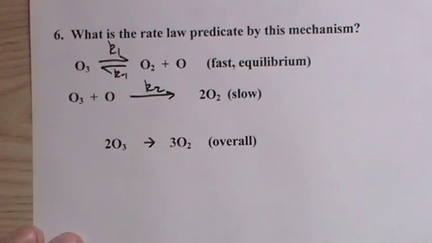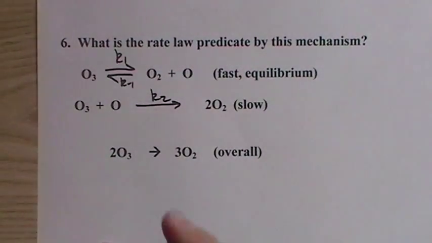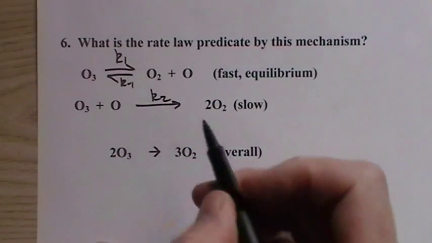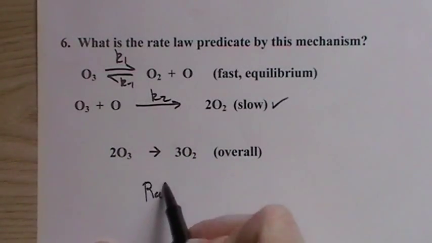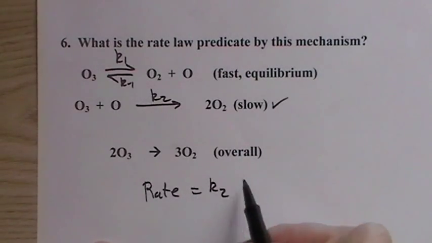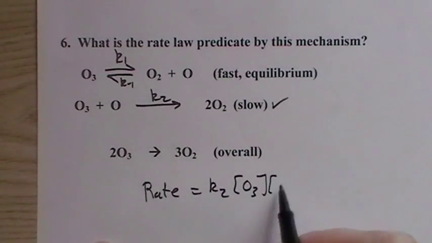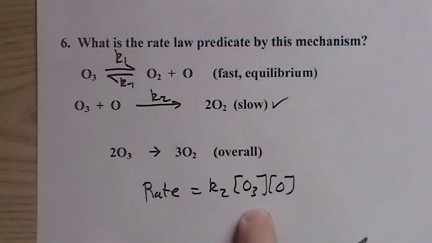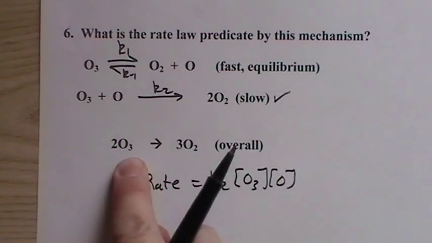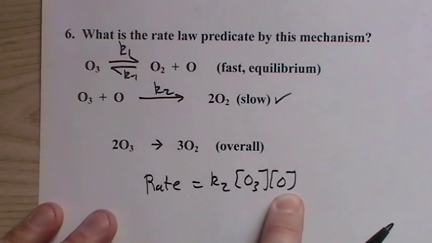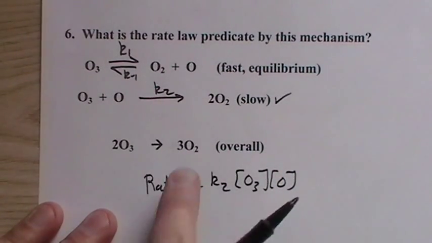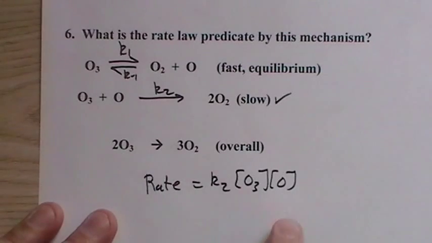Here's the overall reaction. And what we do is we write this is the slow step. So we write the rate law for the slow step. Now, if it was just ozone, that would be part of the reaction and we could stop. If it was that, we'd be done. But we have that atomic oxygen. That's an intermediate. It's not part of the reaction. So we look to the fast equilibrium step again.